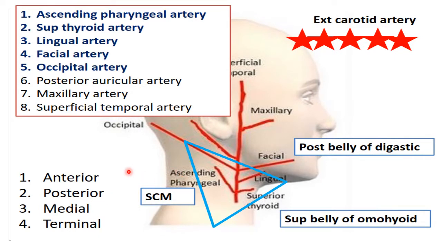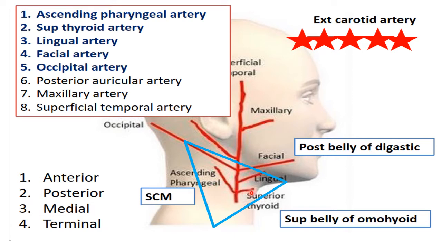Now let us see how the five branches come from the external carotid artery, meaning which branches come from the anterior aspect and which come from the posterior aspect of the external carotid artery. Three branches arise from the anterior aspect of the external carotid artery, and two branches arise from the posterior aspect.